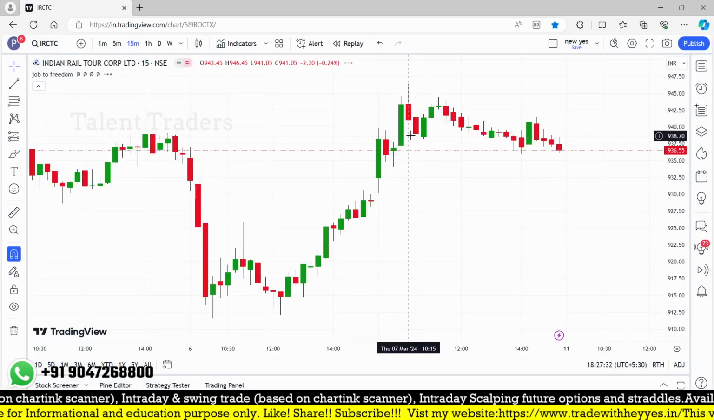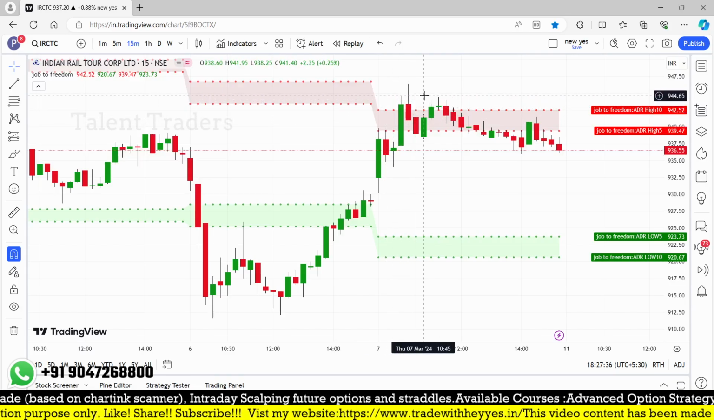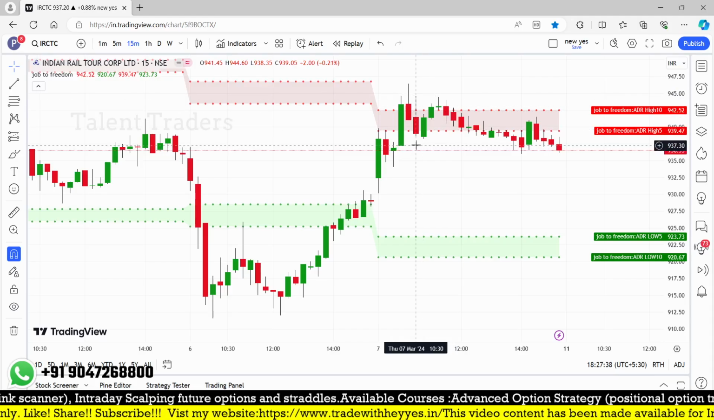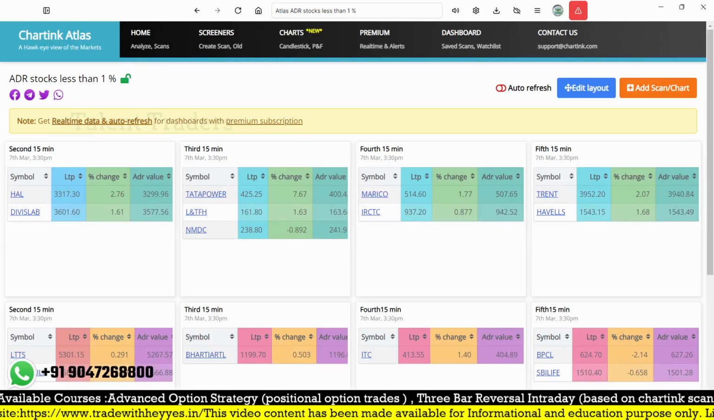That was giving you some good movement. IRCTC, where we are going to look for in this fourth candle. The fourth candle here at 10 o'clock closed above, but it gave you the breakout, and your stop loss finally got triggered around 2 o'clock. So whatever stock came into the scanner, we have to use for our trading opportunity.